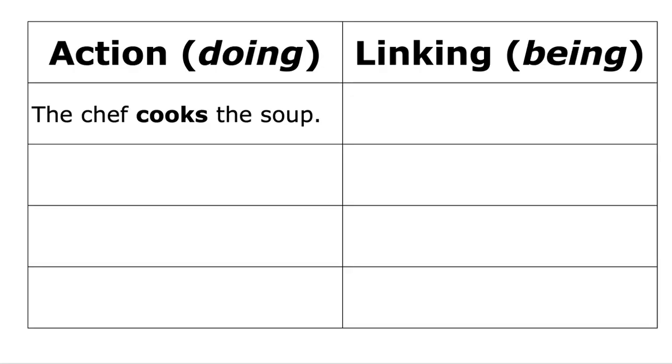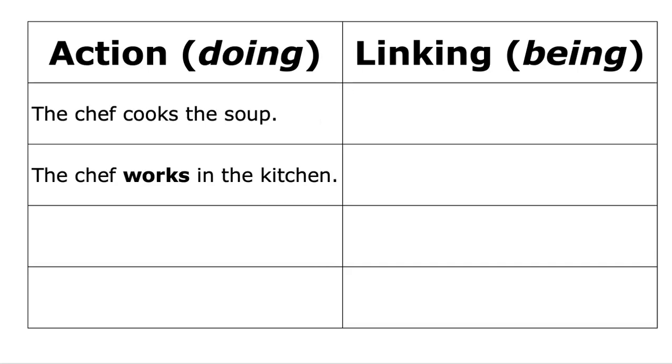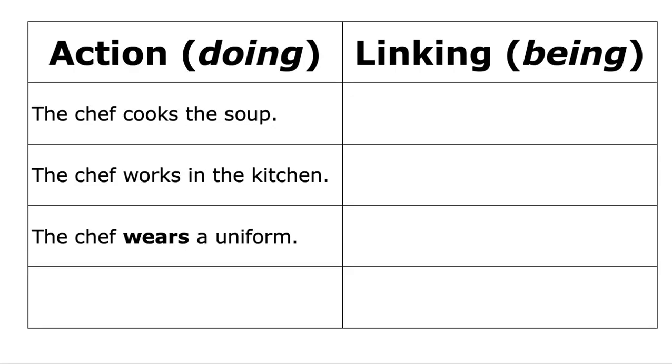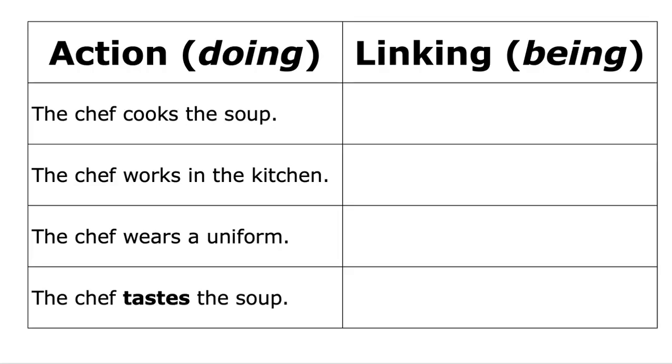Let's use the cook to see four different sentences using action verbs. First of all, the chef cooks the soup. Cooks is an action verb. The chef works in the kitchen. Works is an action verb. The chef wears a uniform. Wears is an action verb. The chef tastes the soup. In this sentence, tastes is an action verb because the chef is doing something.